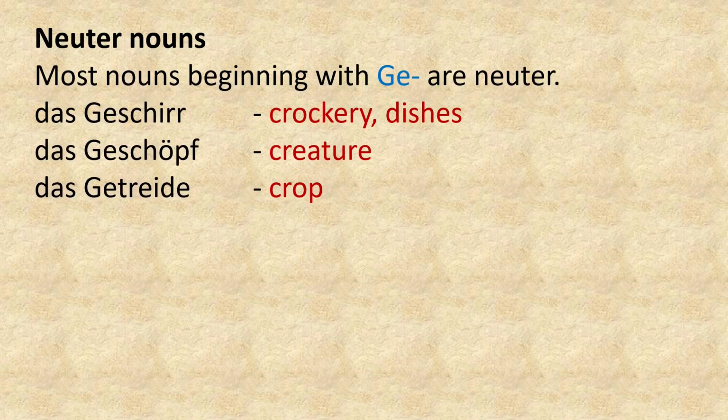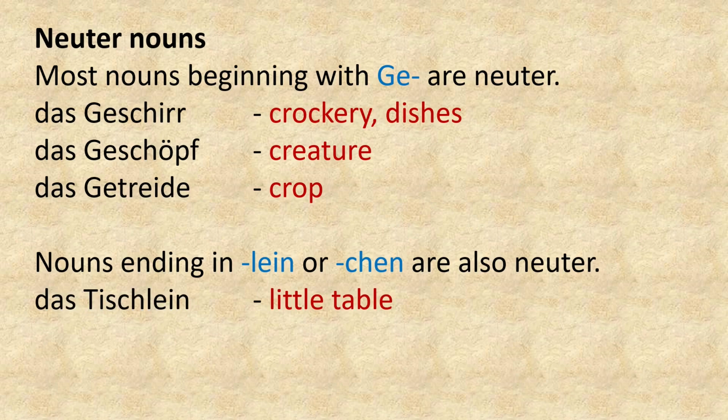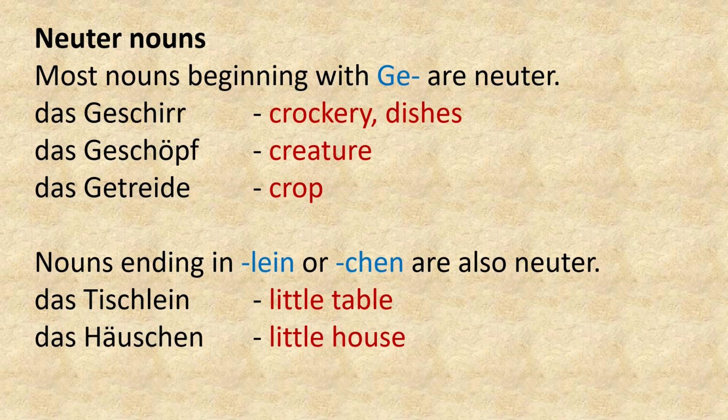Now let us see neuter nouns. Most nouns beginning with ge are neuter. For example, das Geschirr, crockery or dishes; das Geschöpf, creature; das Getreide, crop. Nouns ending in lein or chen are also neuter. Das Tischlein, little table; das Häuschen, little house.